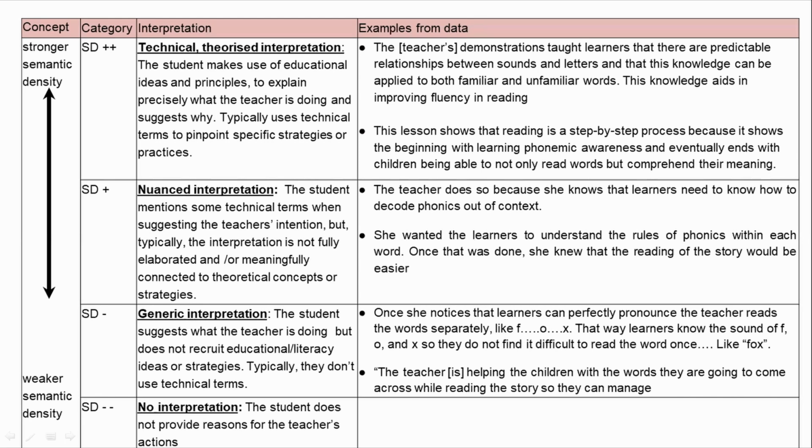So just to show you what I've done here. For ST very weak, semantic density is really just a description of practice. So the student might give a description, but there's no reasons provided for the teacher's actions. There's no sense of the why that action is being implemented or why that action was chosen. Then ST minus would be where the student suggests what the teacher's doing, but it's very everyday. So it's something that perhaps anybody could walk in and talk about or suggest the reasons for.